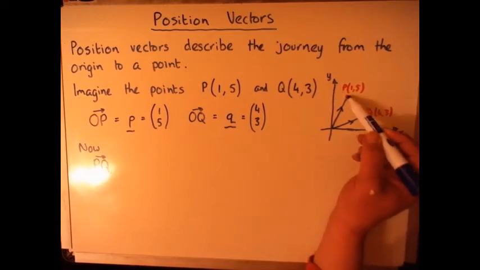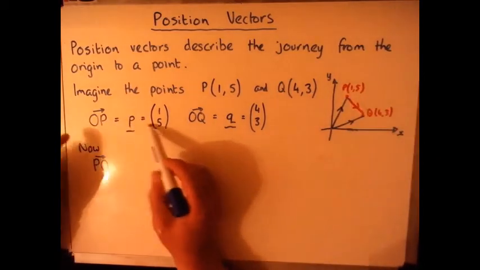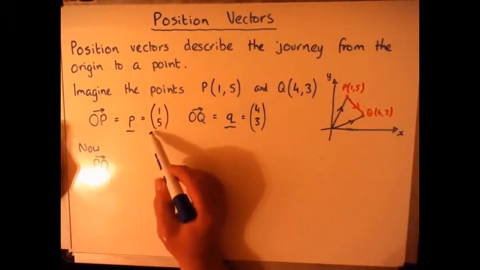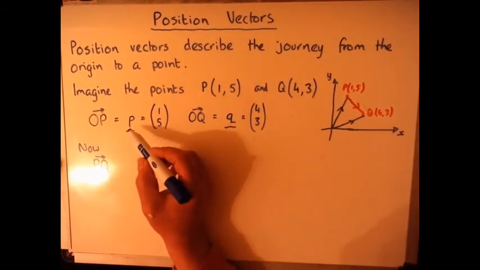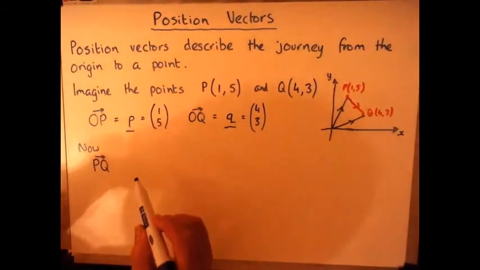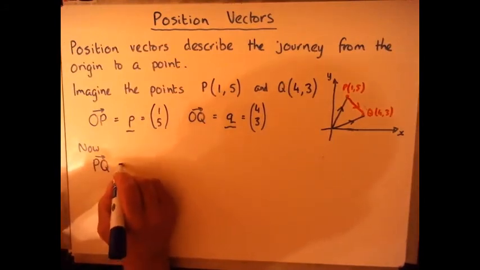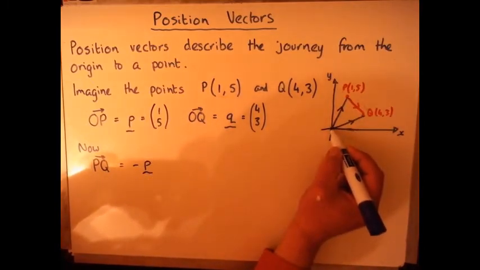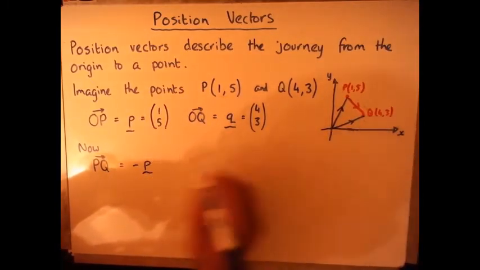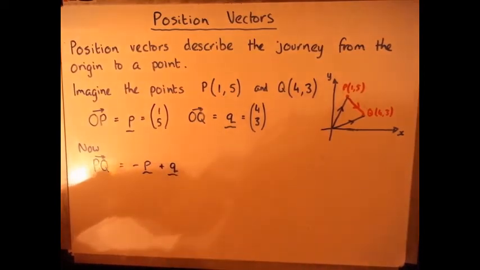So if I came back from P to the origin, I'm basically doing this vector here but in reverse. So I'm doing the negative of P. So this vector that I'm looking for, this journey from P to Q, we are saying you could actually do negative P, and then once you're back at the origin we could travel out this vector here, which is Q. So we could add that Q vector or the position vector Q on.